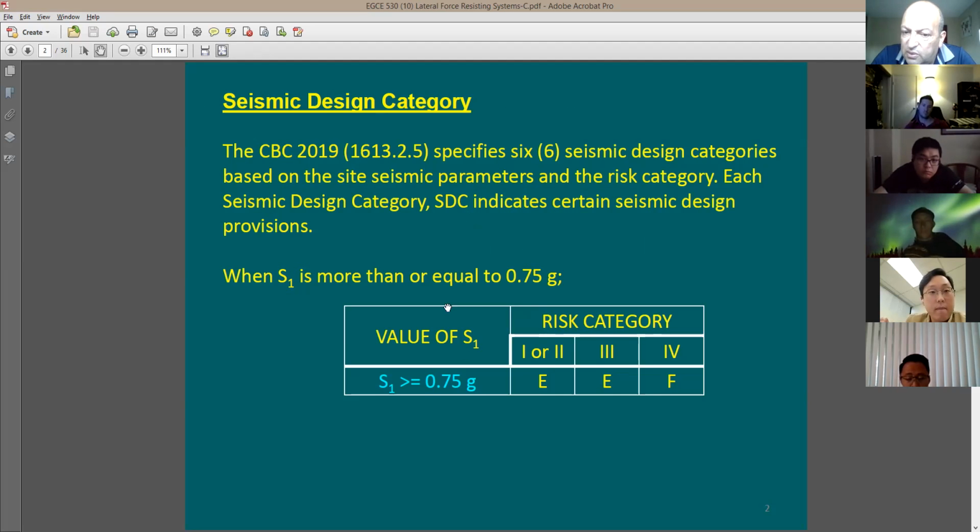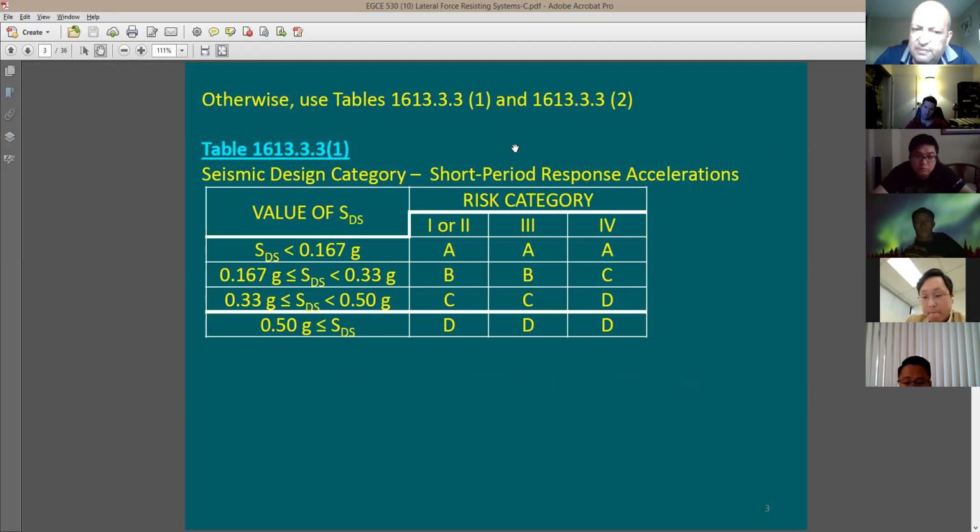But if you do not qualify for this one, which means your S1 is going to be lower than 0.75 g, what you need to do is to go to the next table. Based on this, SDS now is going to be based on the SDS. Look at the SDS value. Where are you at? Your SDS is less than this value, or between these two values, or between these two values, or more than half a g. Look at the risk category. With that, you can figure out your seismic design category through this matrix.